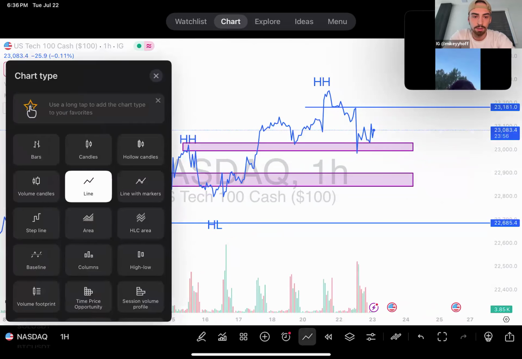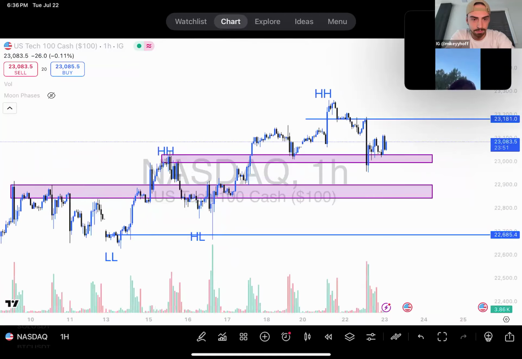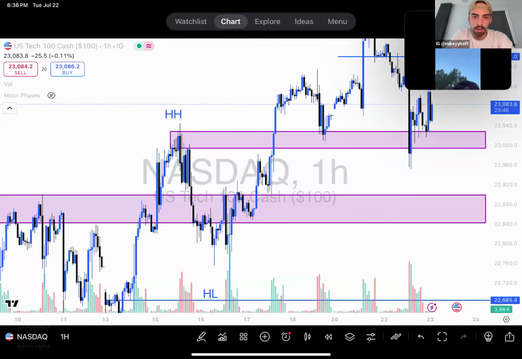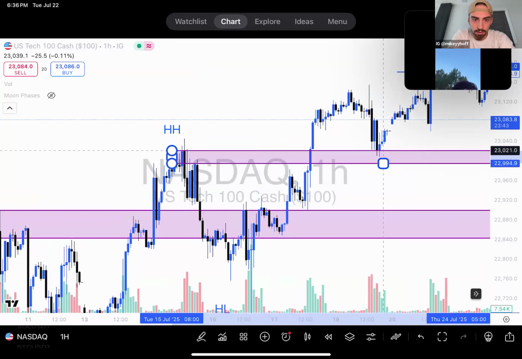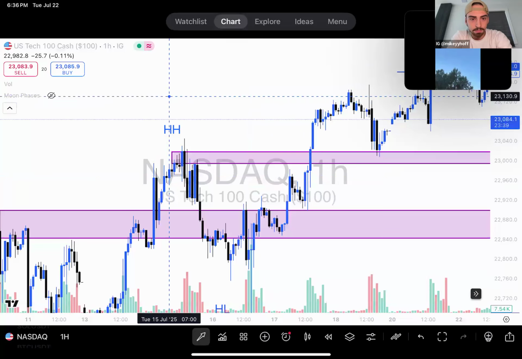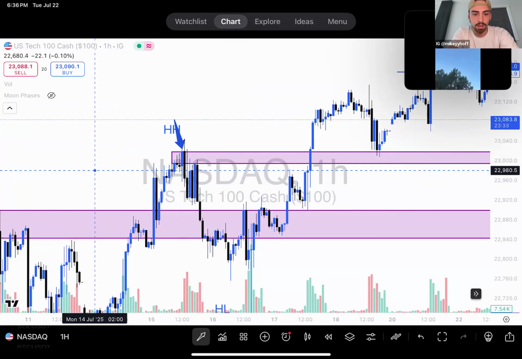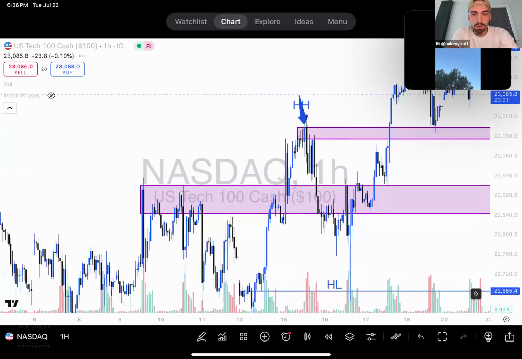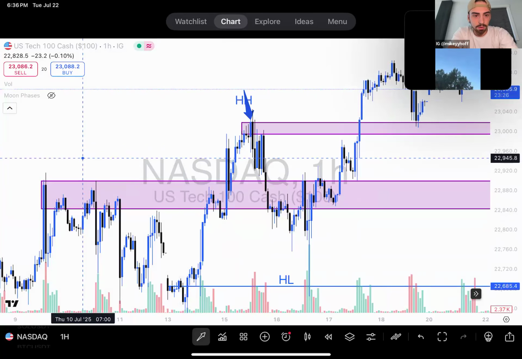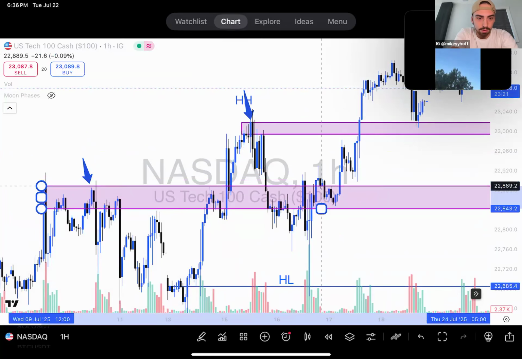So now we're going to go off of the line chart and go back to the candlestick chart. And then we're going to see which candle we are going to use. In this case, I would like to use, I'll mark this out with an arrow again, this candle right here. And then if we go over here, we're going to use this candle right here. The zones are not too big. Let's make this one lower.